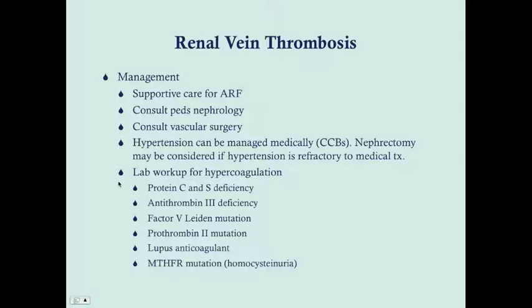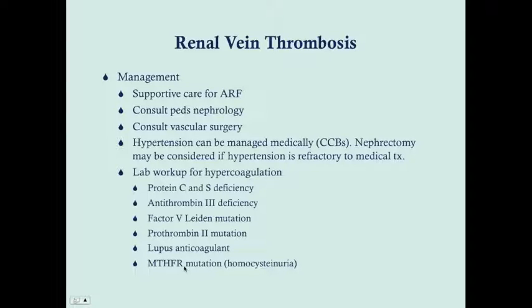So you want to work them up for hypercoagulation, because hypercoagulation is a big risk factor for renal vein thrombosis, and renal vein thrombosis can be a manifestation of hypercoagulation. So you want to look at all these different things that can cause hypercoagulation. Now, I included a lot. The big ones that you should be aware of are protein C and S deficiency, factor V Leiden, and when you're talking about an infant, the MTHFR mutation.